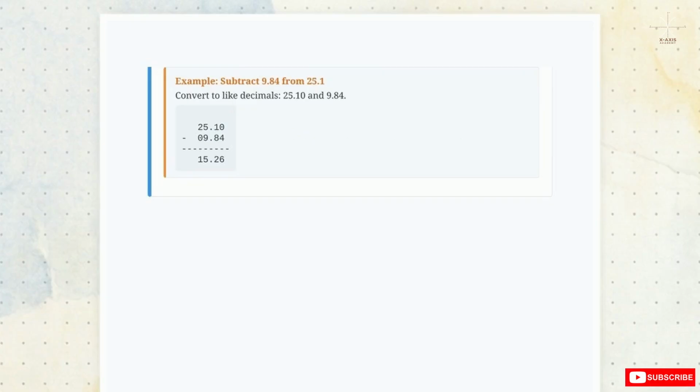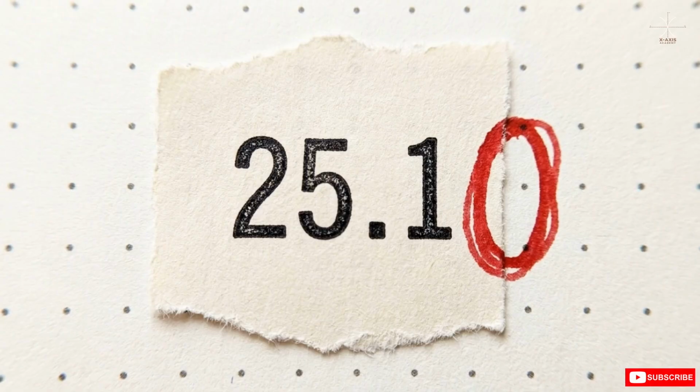This exact same vertical alignment rule governs subtraction. Converting 25.1 into 25.10 and anchoring the decimal points lets you subtract 9.84 cleanly, borrowing from the next column just like normal. In a static state, adding trailing zeros alters the physical footprint of the number on the page, but its true mathematical value remains perfectly intact.